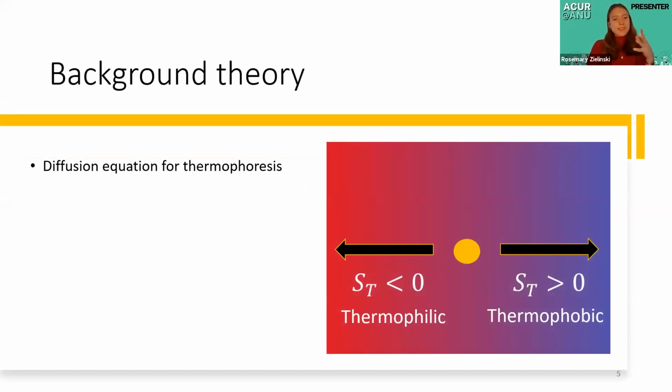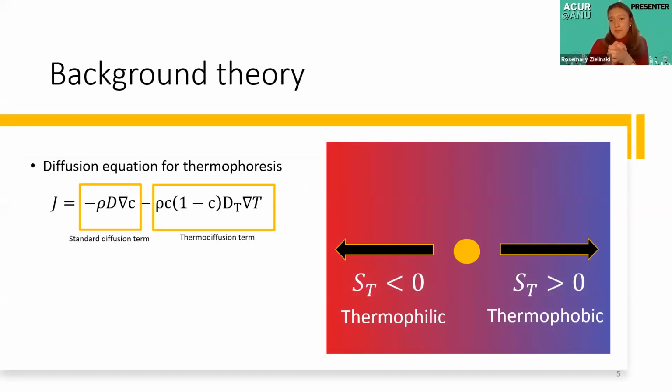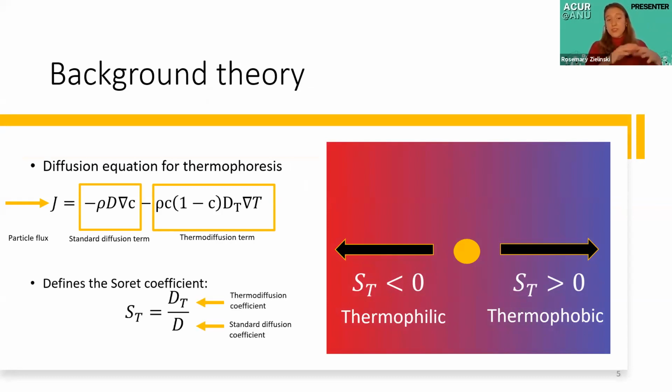So thermophoresis is governed by a diffusion equation here. Now, don't worry about the maths too much. Essentially, it's just composed of two terms, a standard diffusion term and a thermal diffusion term that comes from the presence of a temperature gradient. Now, D is the diffusion coefficient and D_T is the thermal diffusion coefficient. And J here is the particle flux. So when this is 0, this corresponds to our system being in equilibrium, so we don't have our temperature gradients changing. And we can actually solve this equation to get something called the Soret coefficient, which is this ratio here.